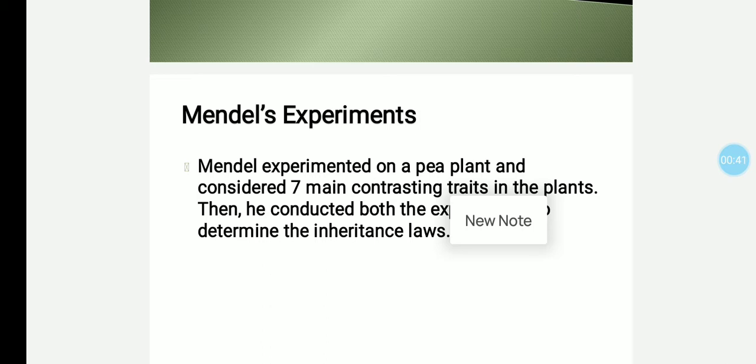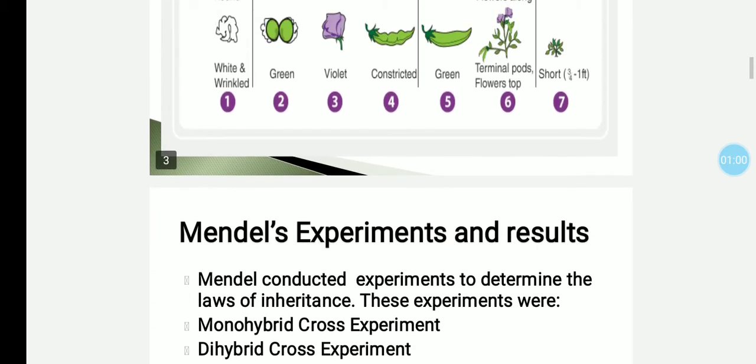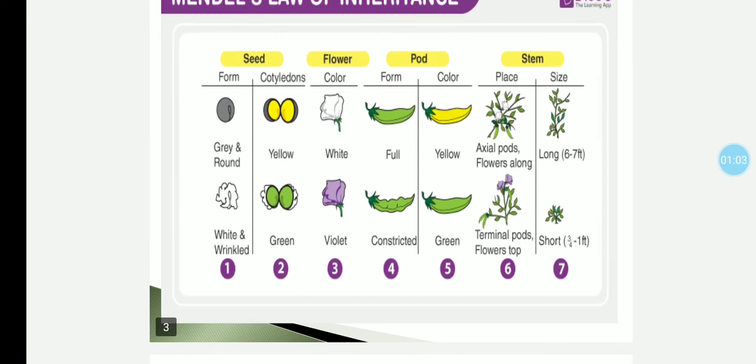These pea plants are not only suitable but they have contrasting characters, contrasting traits, and these traits are seen in this diagram. You can observe the 7 traits, 7 characters one by one. These characters are related to seeds, flowers, pods and stem.